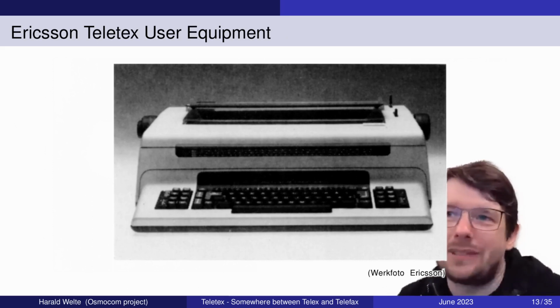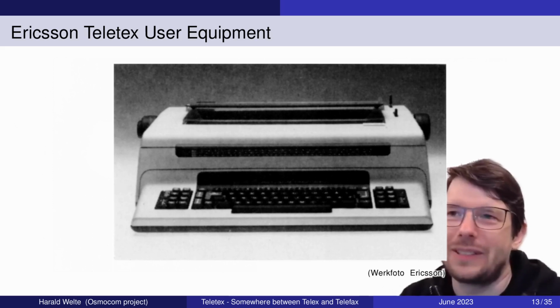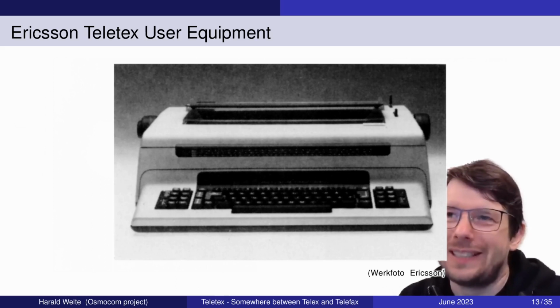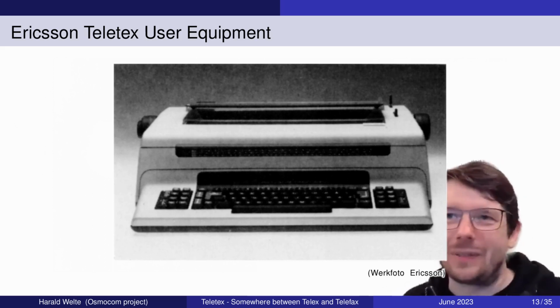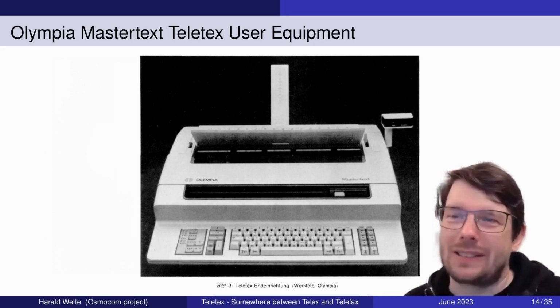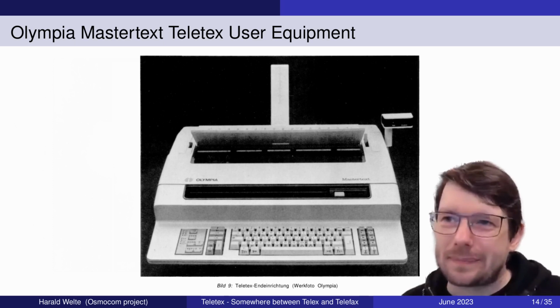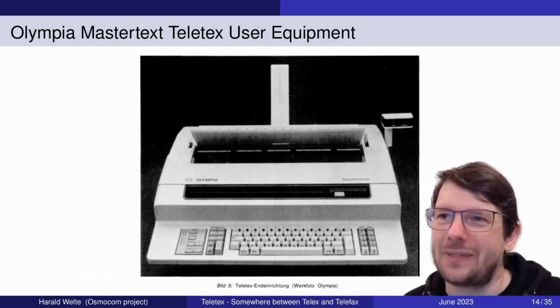Even Ericsson produced Teletex equipment. Of course, the Nordic countries deploying Teletex networks, they didn't want to buy everything from Germany and Italy. I don't know how many of those were sold or how popular these were, but that's the only picture I could find from a paper. That's a more modern Olympia called the Master Text system. You can see it's always the same. You have your typewriter, you have some additional function keys, you have a 1 or 2 line display here, and that's it.